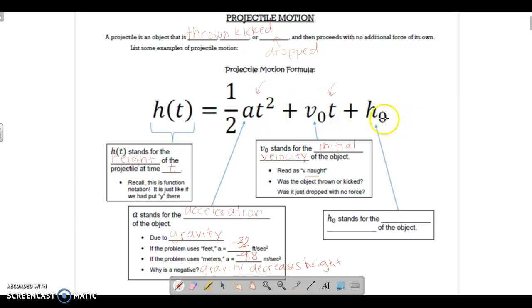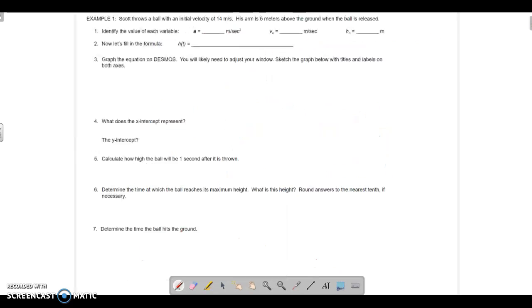And then h sub 0, or h naught, this stands for the initial height of the object. And this obviously changes based on how that item is initially thrown. If you throw something and you're around 5 feet tall, maybe that height of the object is 5 feet at the very beginning. Or if you kick it off the ground, its initial height might be 0 feet. So this just varies based on whatever that particular scenario is. So let's look at an example. I think more of this will make sense once you have an example to kind of look through.